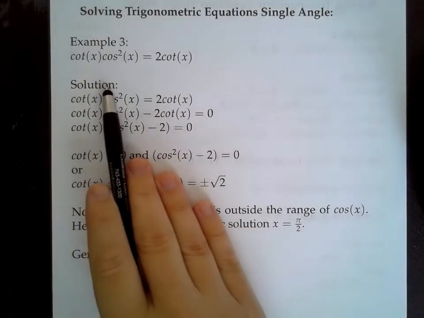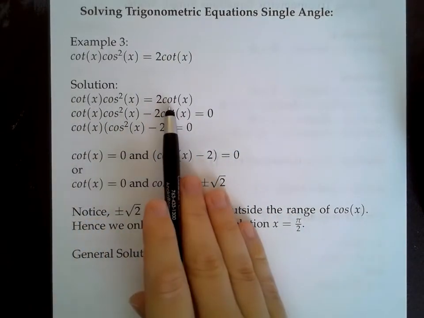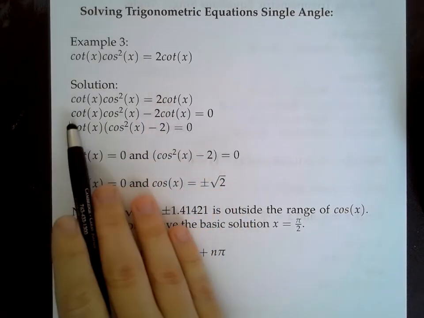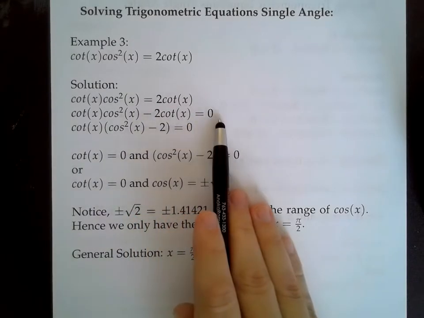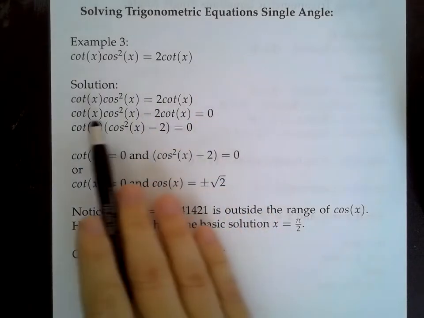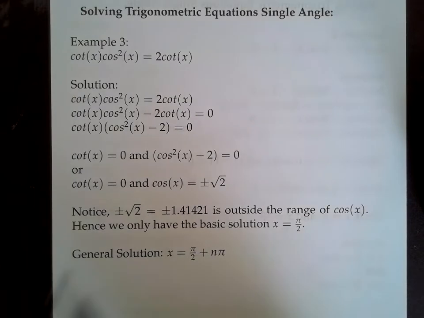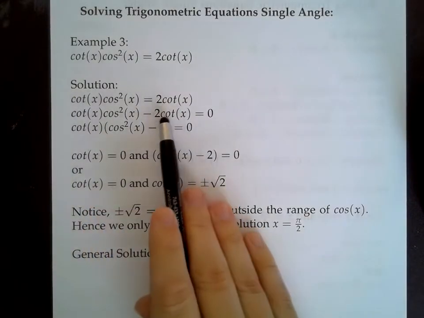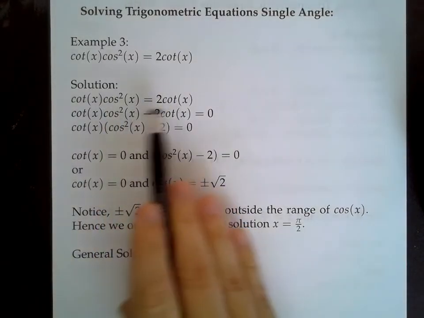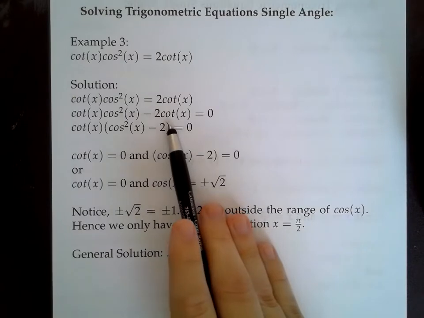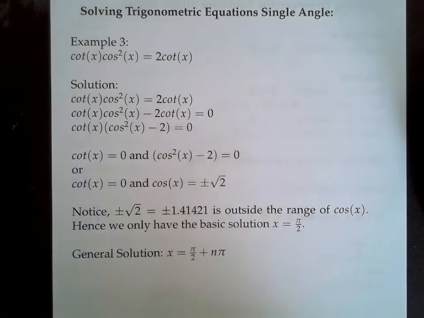Okay, so my solution. Again, I'm going to start out with my example. I'm going to subtract 2 cotangent of x from both sides, giving me cotangent of x times cosine squared of x minus 2 cotangent of x is equal to 0. And then I notice that I have a greatest common factor here when it comes to cotangent. So I'm going to factor out a cotangent from both pieces of my left-hand side. What that gives me is cotangent of x times cosine squared of x minus 2 is equal to 0.